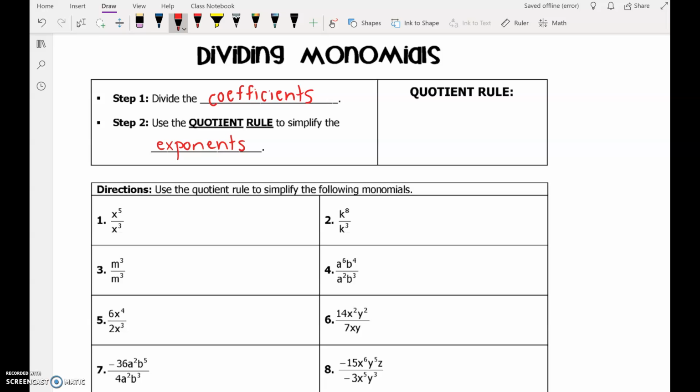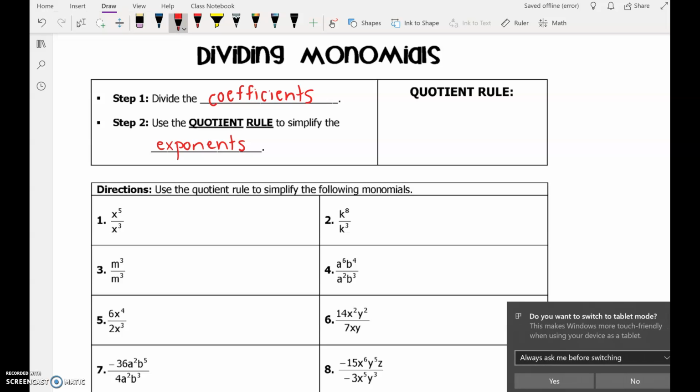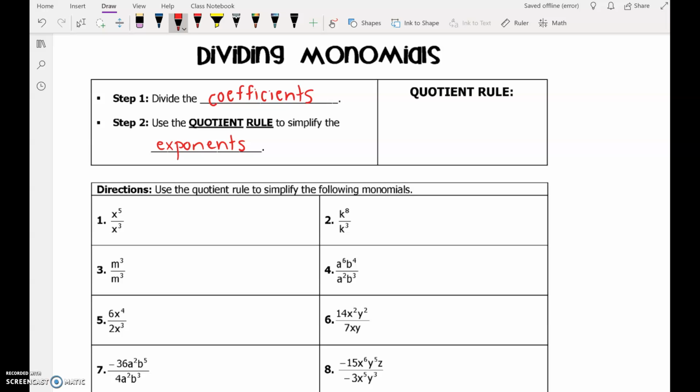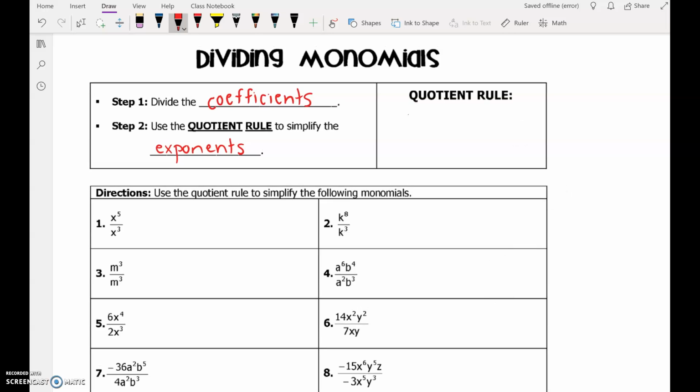Now the word quotient, for those of you that may or may not remember, means you are using division. So with division, you have a fraction, something like a to the m power divided by a to the n. And you are going to take and subtract those exponents. Last week I touched on the product rule. When you multiply, you add. Division is the exact opposite. So we will subtract the exponents.